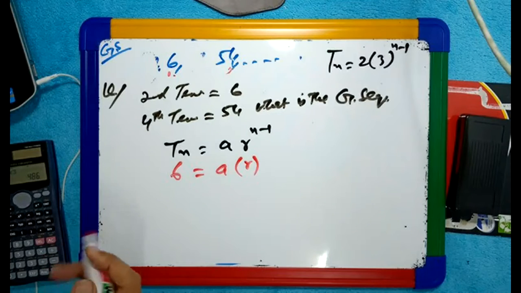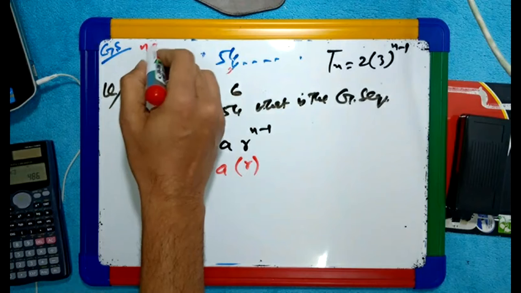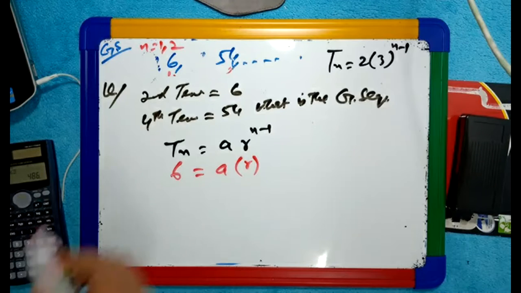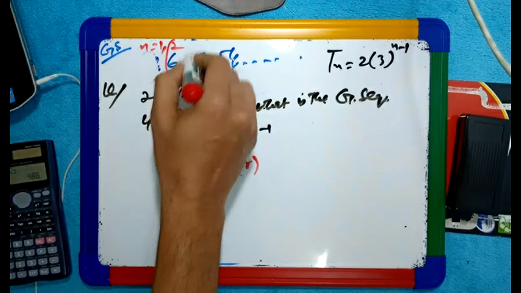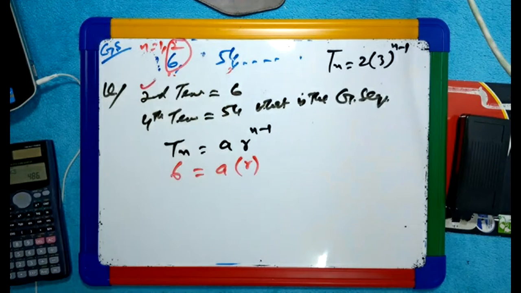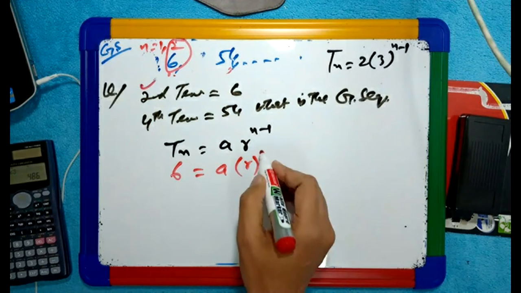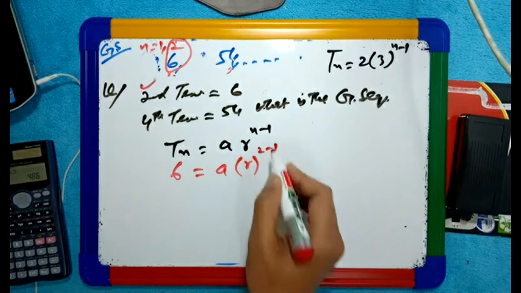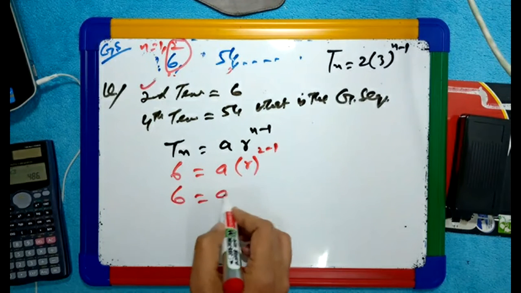Wait, what is N? N is 2, this is the second term. Oh, right. So N is 2. So you got A R. This is the first equation, right? Now you tell me how to write the second equation. Use this.